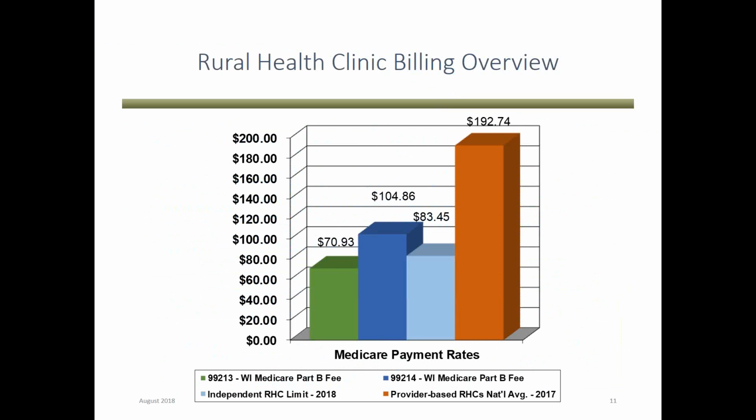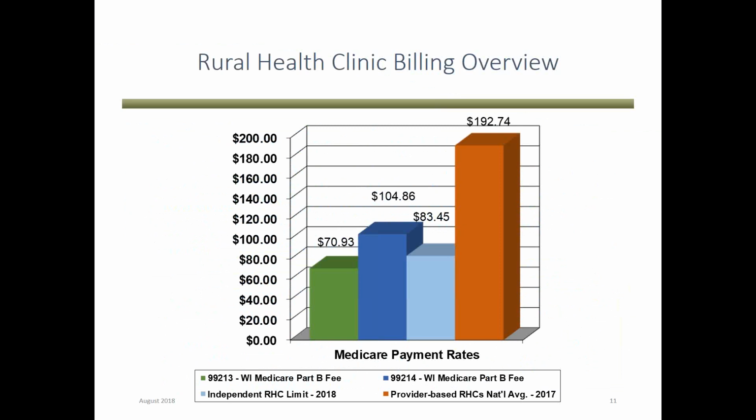As illustrated on this graph, the all-inclusive payment rate for Medicare can vary substantially from traditional Medicare fee-for-service payments. For example, the current Medicare approved amount for typical established patient office visits, a 99213, for example, and a 99214, are $70.93 for a 99213 and $104.86 for a level 4 established patient office visit.